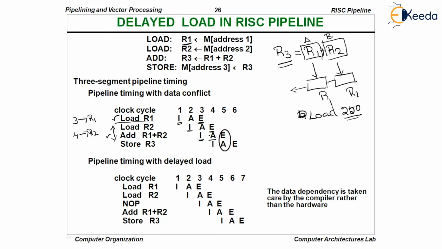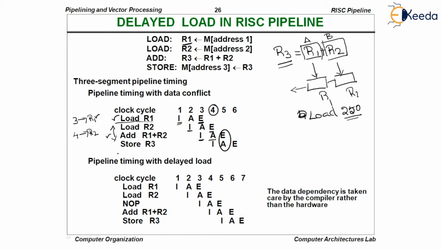But when it comes to this A stage, only one operand is available. The second operand is not available, right? In order to get the second operand, we need to wait for the fourth clock cycle to finish. Unless the fourth clock cycle is completely finished, we can't get the second operand. In this regard, there is a conflict.